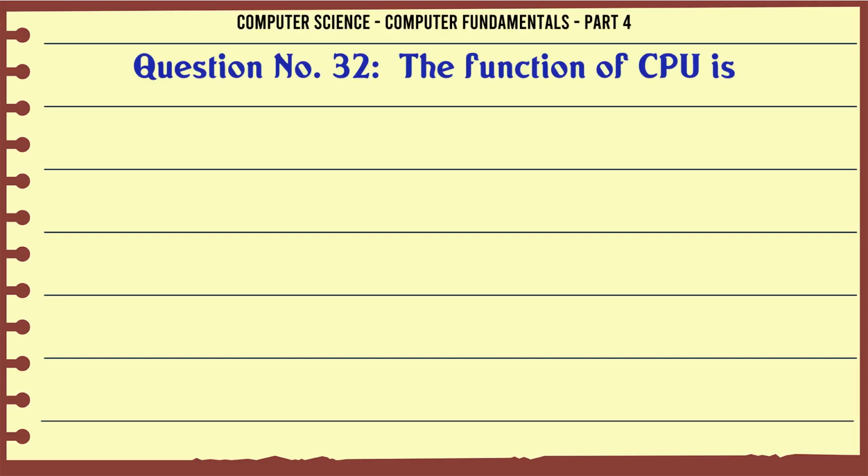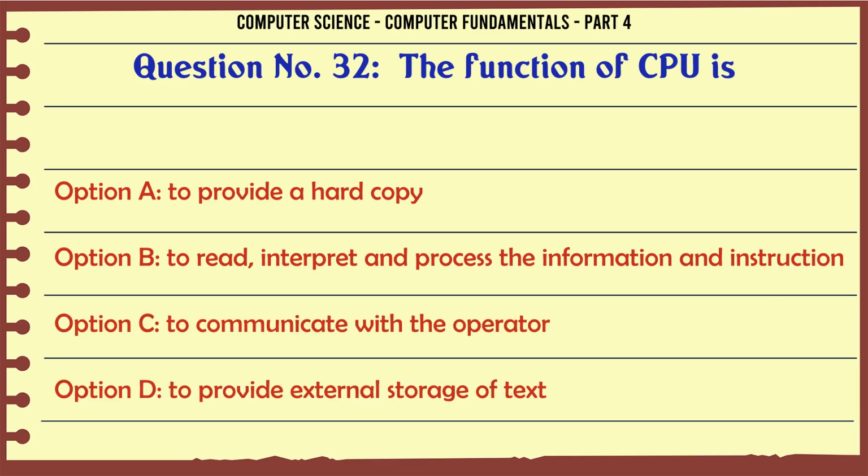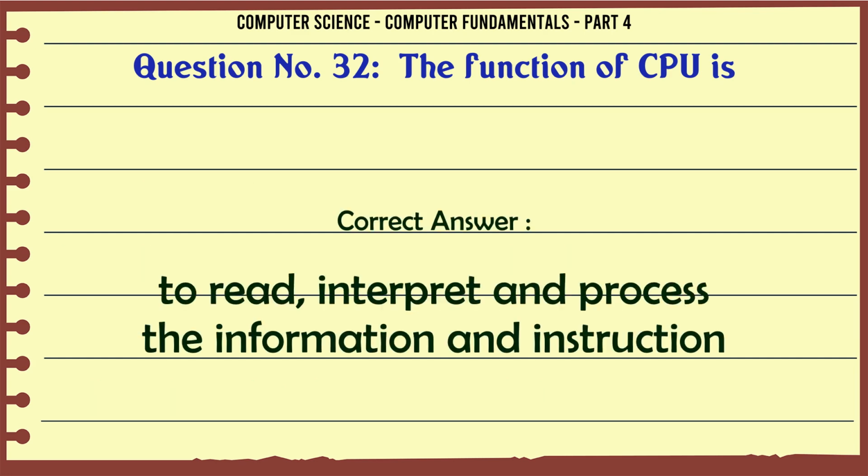The function of CPU is A. To provide a hard copy. B. To read, interpret and process the information and instruction. C. To communicate with the operator. D. To provide external storage of text. The correct answer is to read, interpret and process the information and instruction.